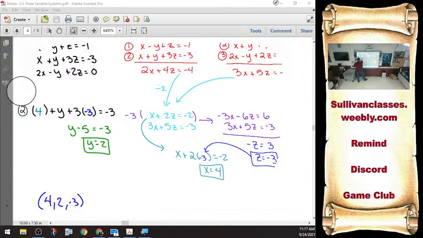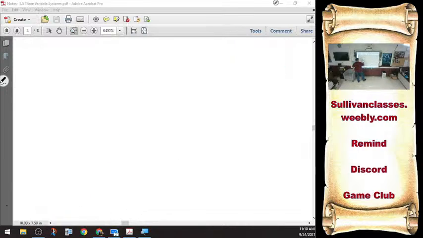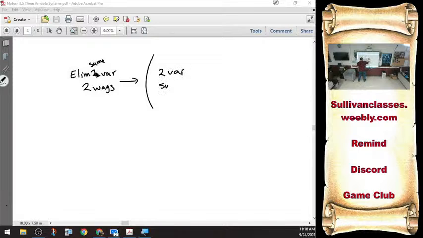What it boils down to is eliminate a variable 2 ways. I should have said eliminate the same variable 2 ways. Then you get a 2 variable system. Then you go back and solve for what you eliminated. That's it. That is 3 variable systems.